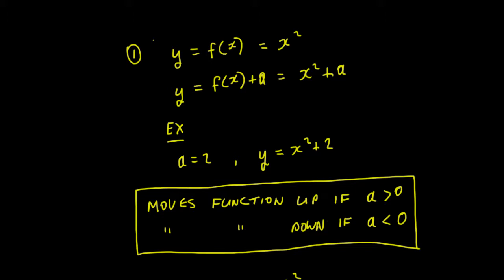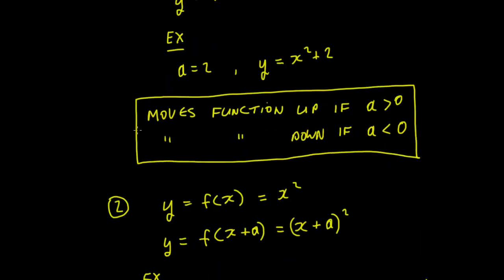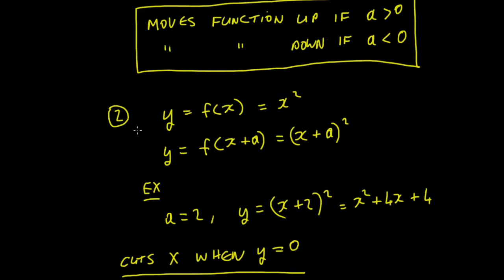As you see, I've noted there at the bottom we have this f of x plus a. It moves the function up if a is greater than 0, and it moves the function down if a is less than 0. Okay, so that seems quite straightforward, I think. So let's go on to the second example.